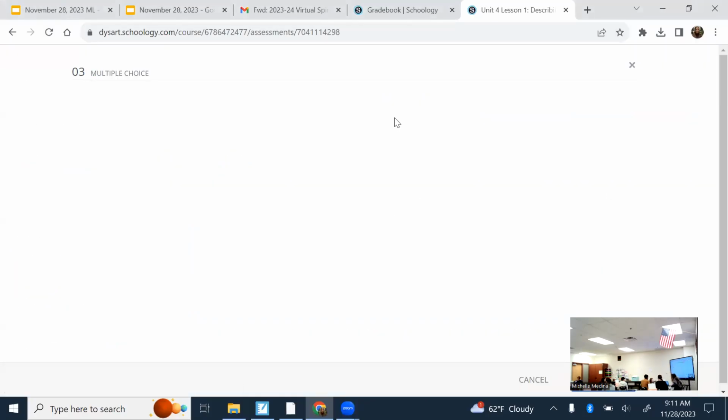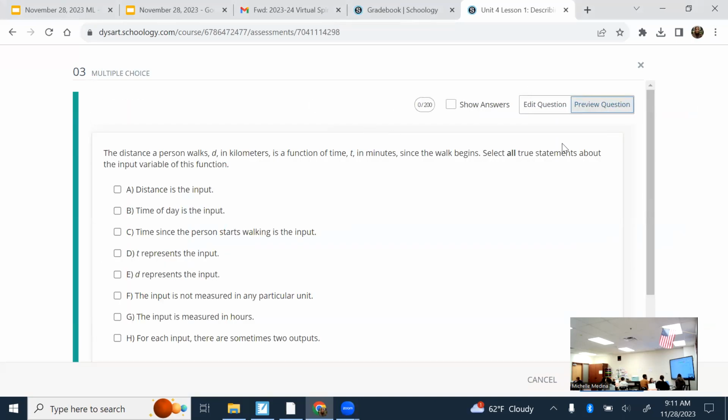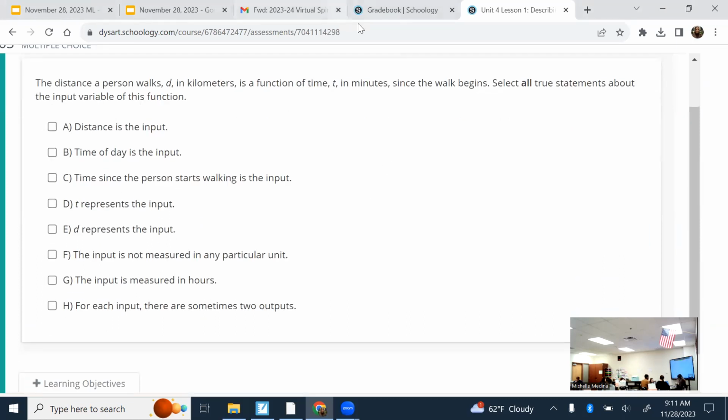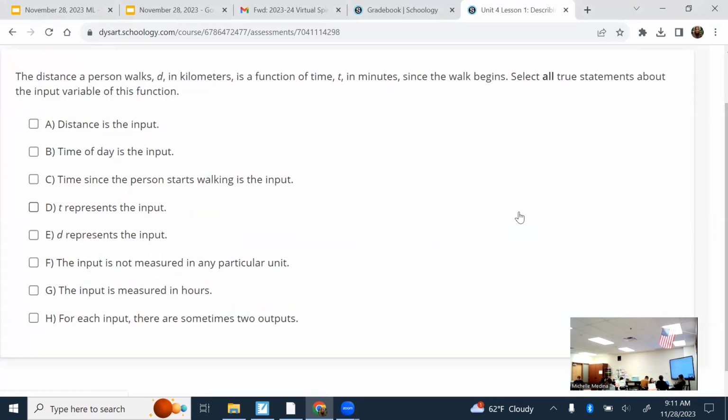Question 3. The distance a person walks, d, in kilometers is a function of the time t in minutes since the walk begins. Select all true statements about the input variable of this function. So remember, inputs are always independent or dependent? Independent, and they both start with "in," so that gives you an easy way to remember that.